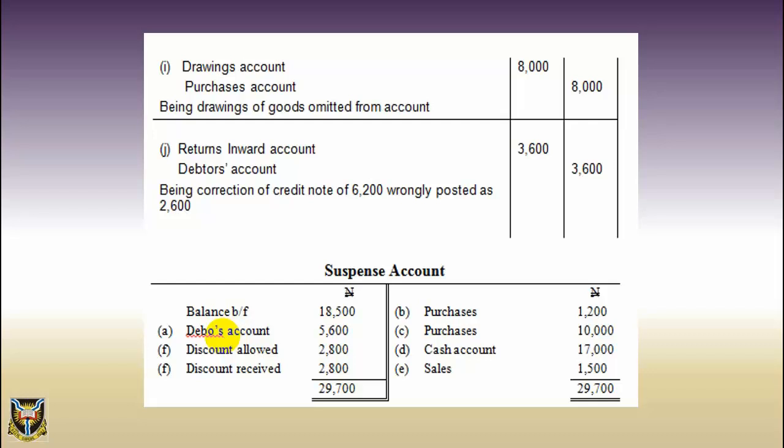Suspense account in Naira. Balance brought forward 18,500. A. Debtor's account 5,600. F. Discount allowed 2,800. F. Discount received 2,800, totaling 29,700. B. Purchases 1,200. C. Purchases 10,000. D. Cash account 17,000. E. Sales 1,500, totaling 29,700.